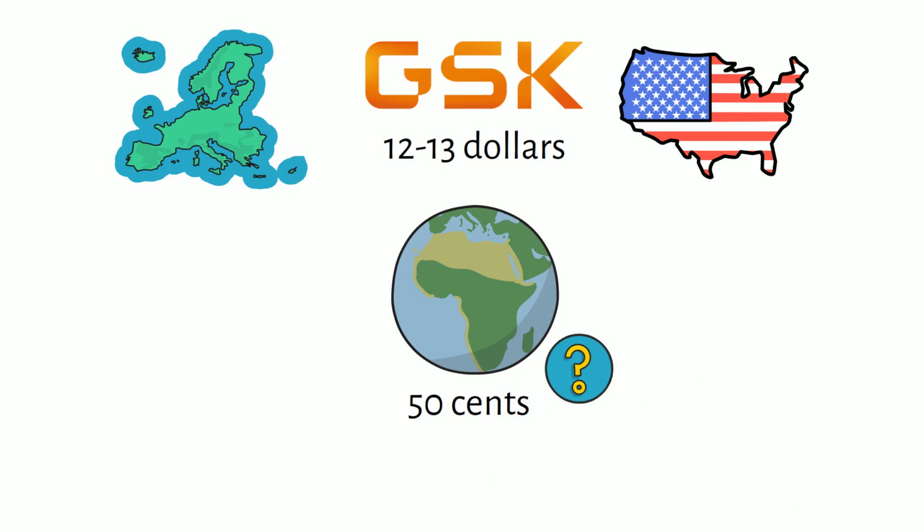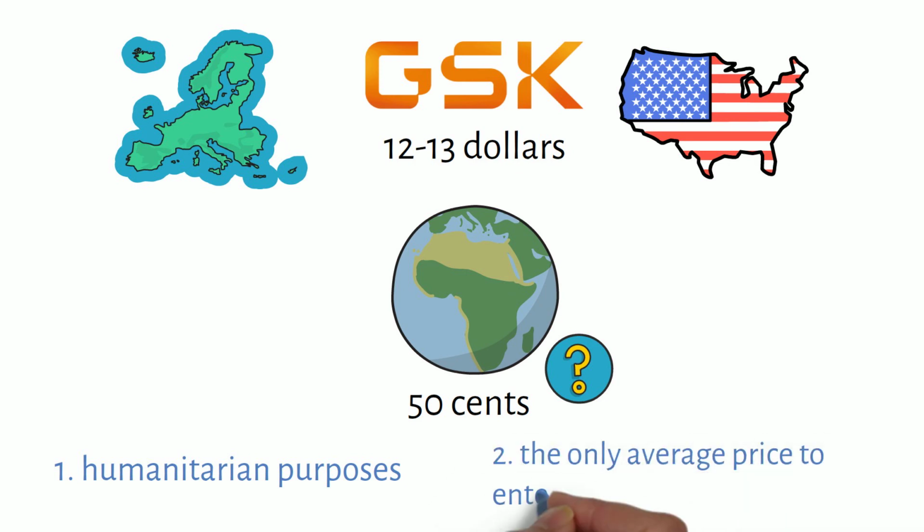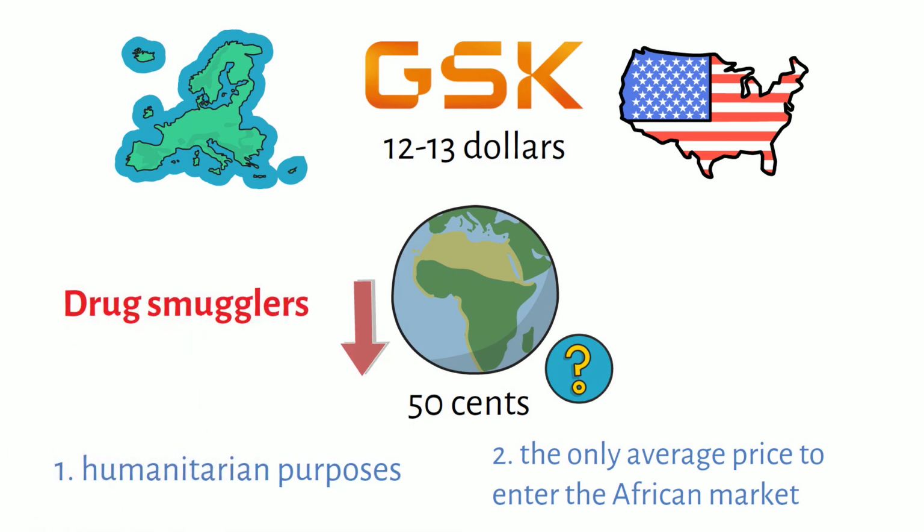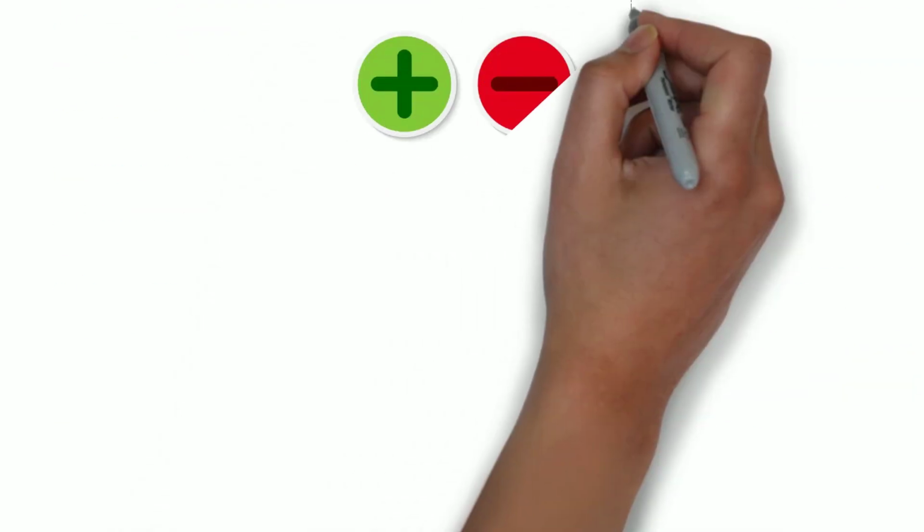But what caused it? The first reason is that the company took this step for humanitarian purposes, and the second reason was that it was the only average price to enter the African market. Thus, the company increased its income, because the standard of living and the purchasing power of currencies are low in Africa. In this case, there was a problem that the pharmaceutical company faced: drug smugglers. Smugglers saw this as an opportunity and tried to buy those drugs in Africa and sell them at a higher price in Europe. In conclusion, as we have seen, price discrimination has both positive and negative aspects.